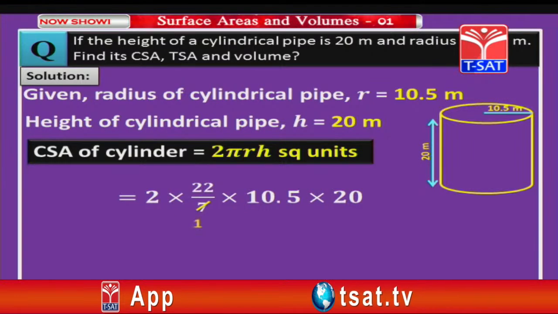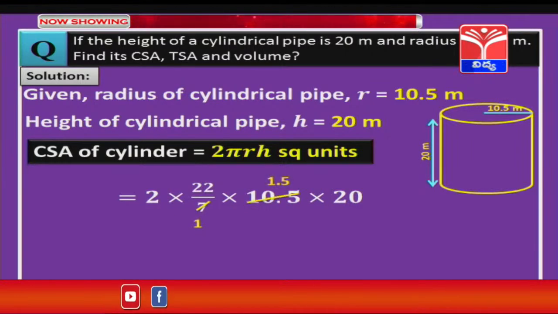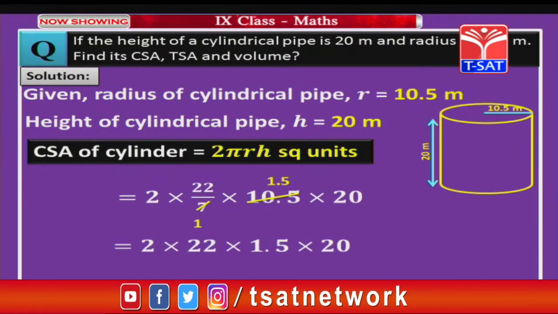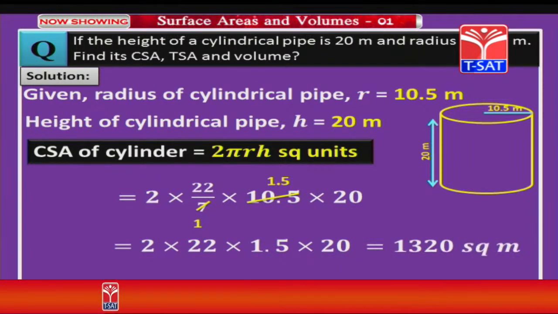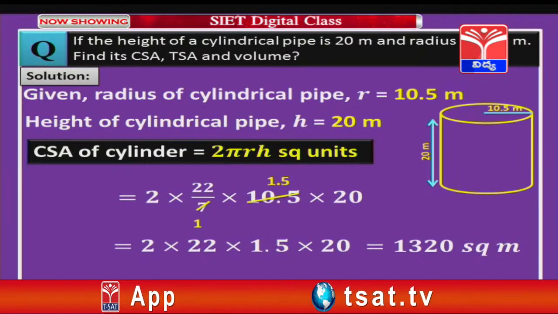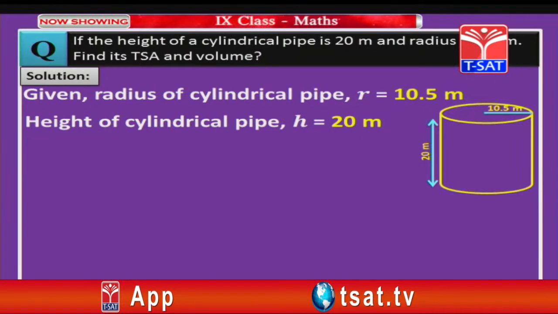Now, 7 goes in 7 1 time and it goes in 10.5 1.5 times. Now, what is left, children? 2 into 22 into 1.5 into 20. On multiplying all these we get 1320 square meters. So, this is the CSA of the cylinder.